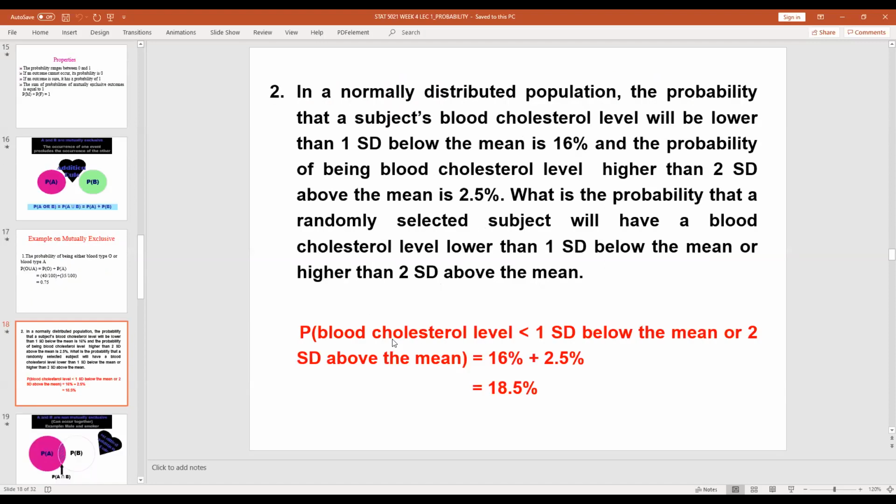Okay, this is another question. In a normally distributed population, the probability that a subject's blood cholesterol level will be lower than one standard deviation below the mean is 16%. And the probability of a blood cholesterol level higher than two standard deviations above the mean is 2.5%. What is the probability that a randomly selected subject has a blood cholesterol level lower than one standard deviation below the mean or higher than two standard deviations above the mean?